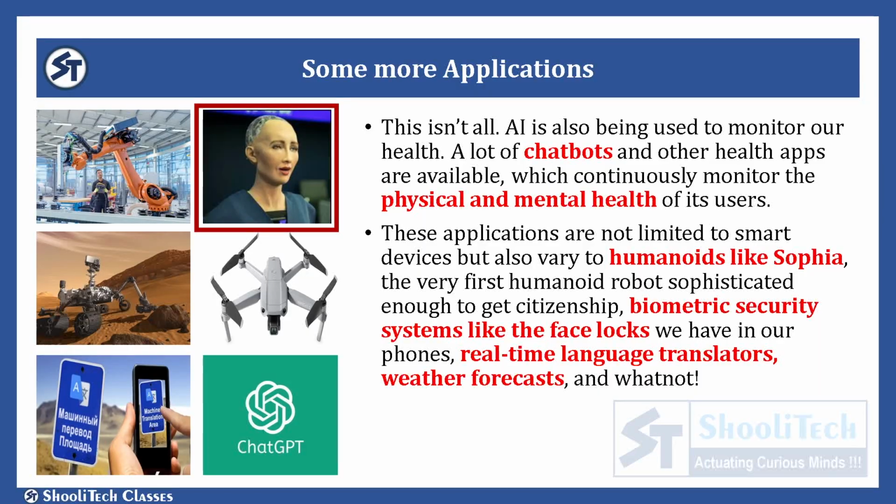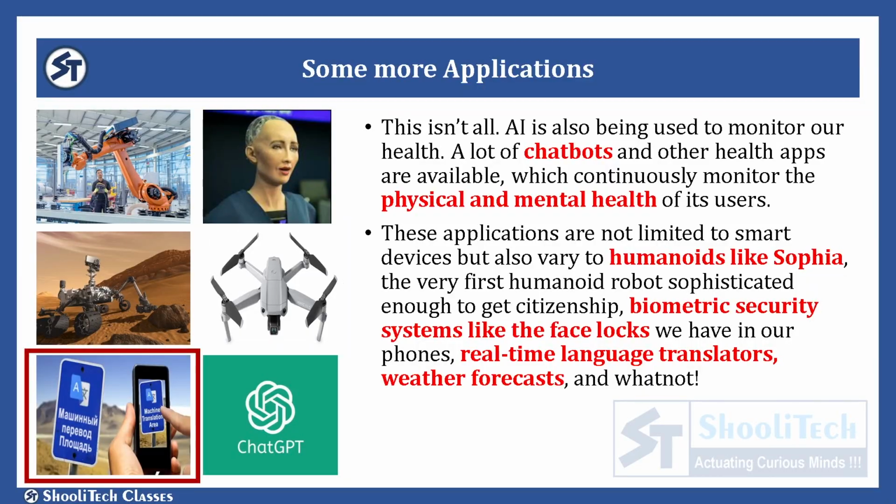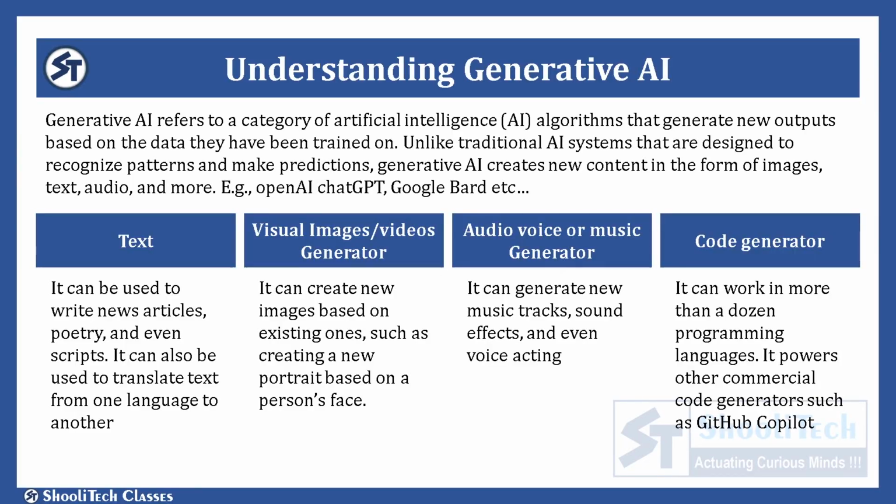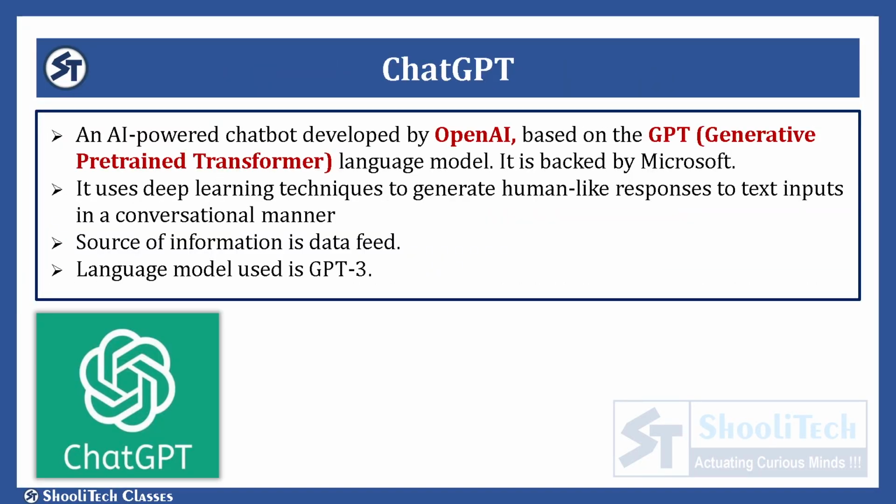Sophia, the humanoid, is a wonderful example of AI. Drone-based surveillance systems, real-time language translation, face recognition systems, weather forecasting systems, and what not. There can be so many examples of applications of AI. And the latest application of AI is generative AI. Generative AI is used to generate content of any type. It can create images, videos, audio, text, music, or even computer code. A very popular example of generative AI nowadays is ChatGPT.